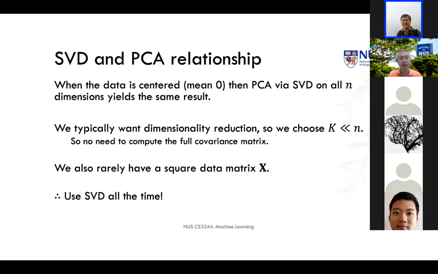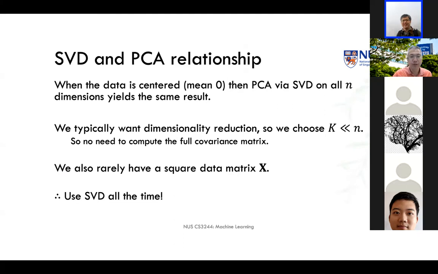Okay, so it's helpful to know a little bit about the relationship between SVD and PCA. When the data is centered, or has mean 0, then PCA and SVD do the same thing. The important thing is that SVD doesn't necessarily need you to compute the full covariance matrix. So that's very important.